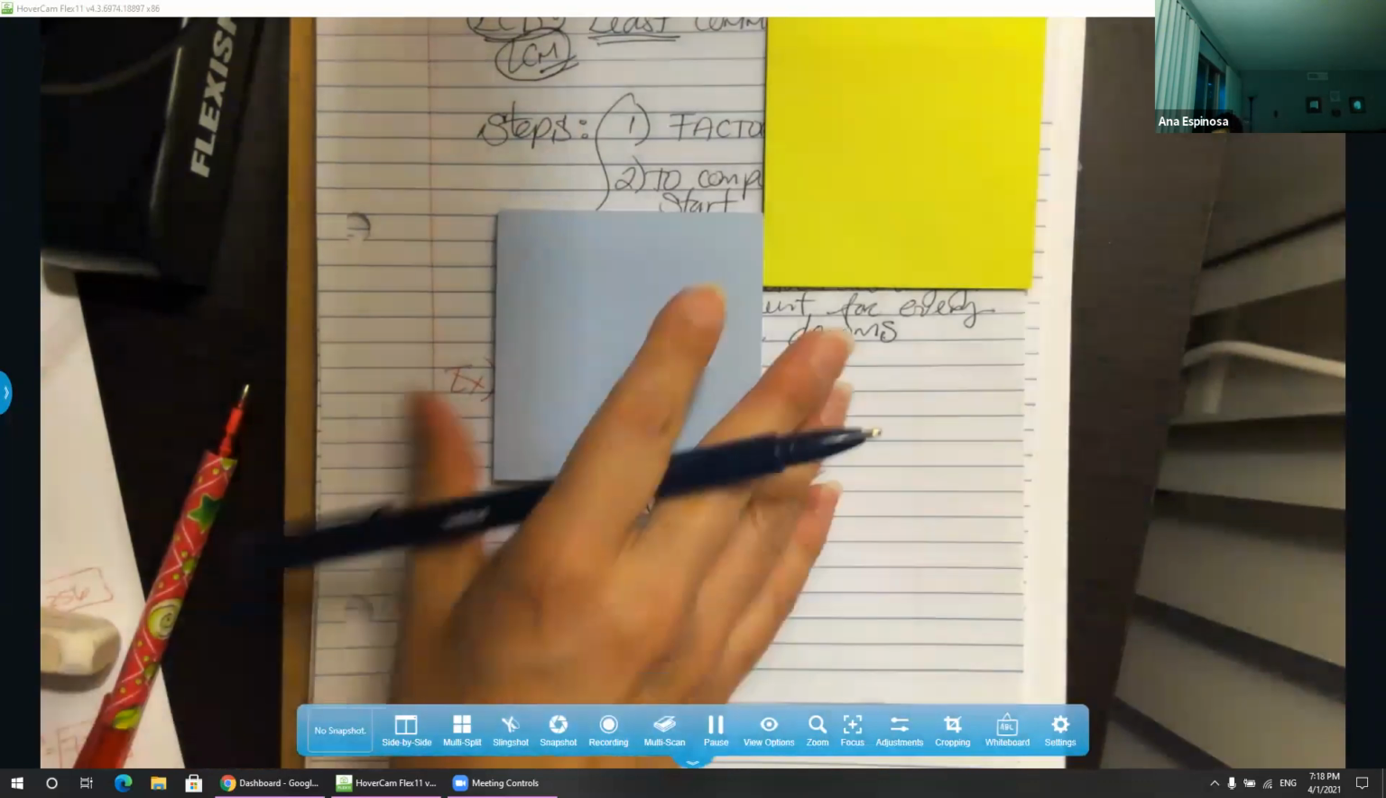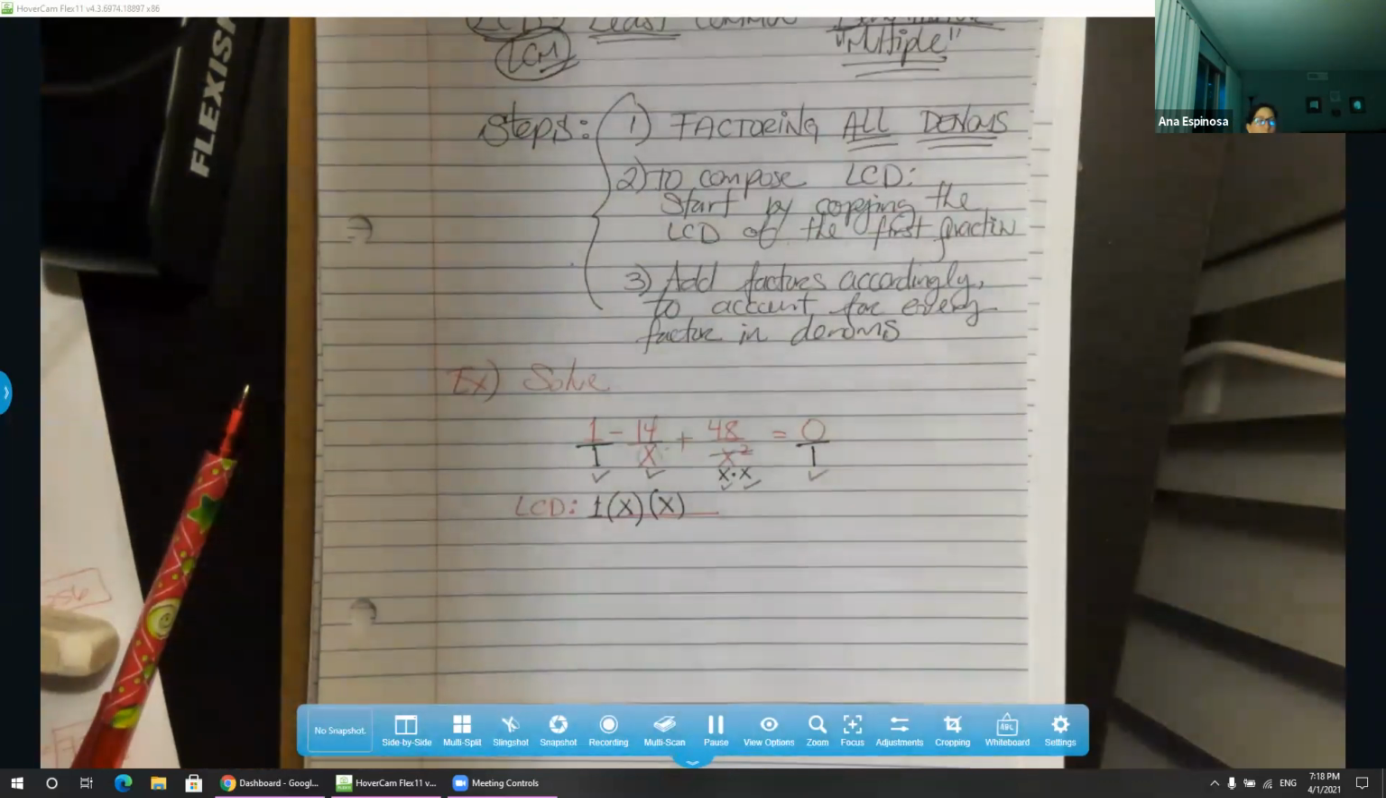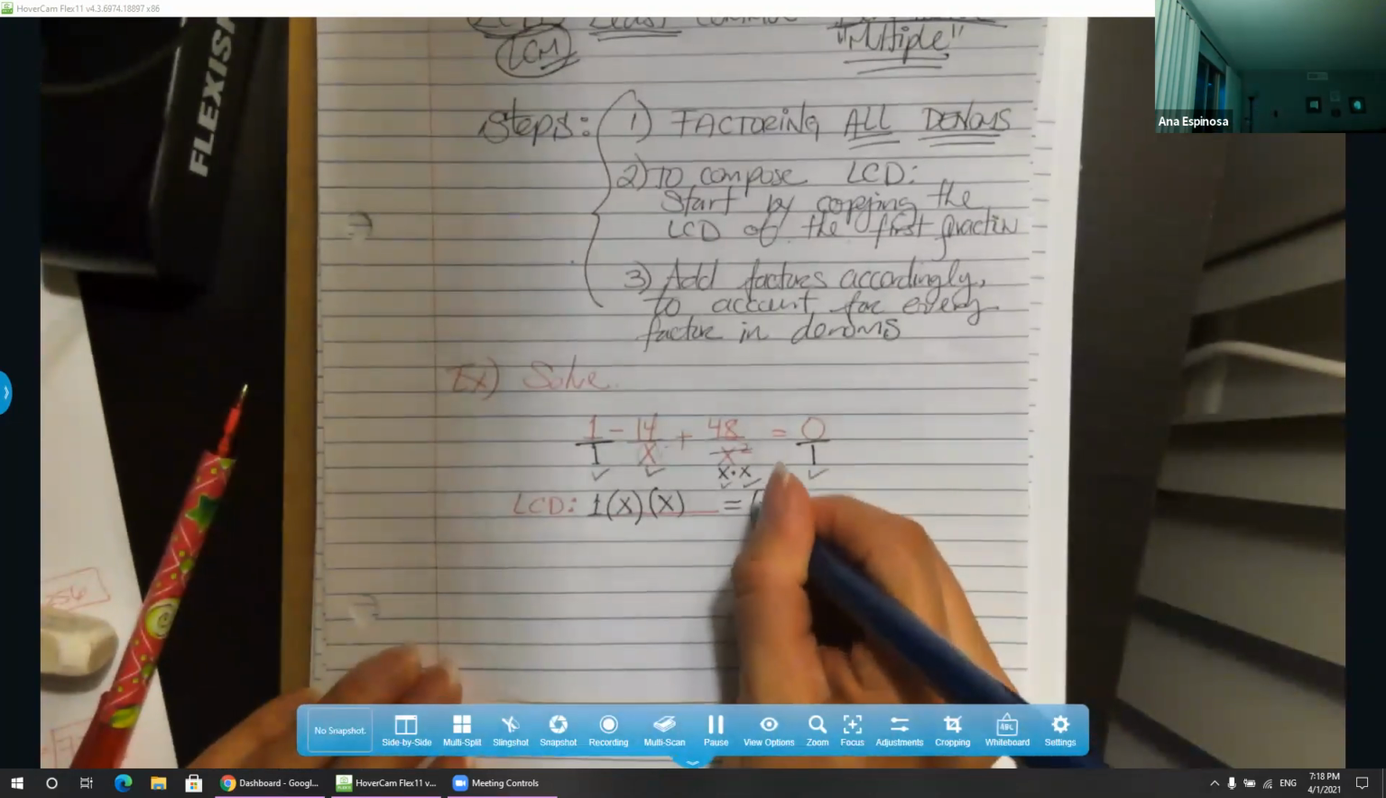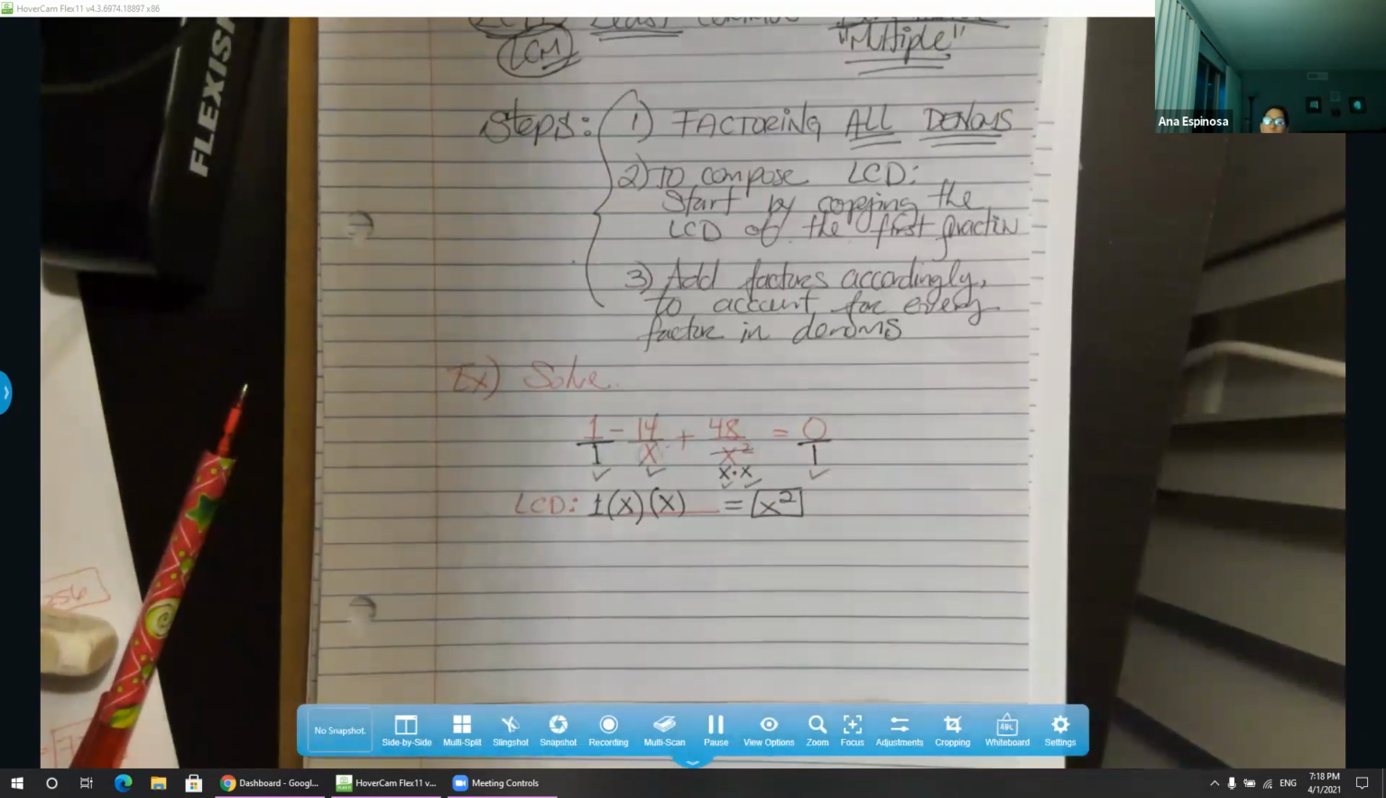That is how you come up with the least common denominator. And it's a process that took me years, but this always works. If you just look at one fraction at a time and account for every single piece in the denominator, you will always come out with the correct LCD. Now, when you multiply all of these, it's x squared. That is your least common denominator.